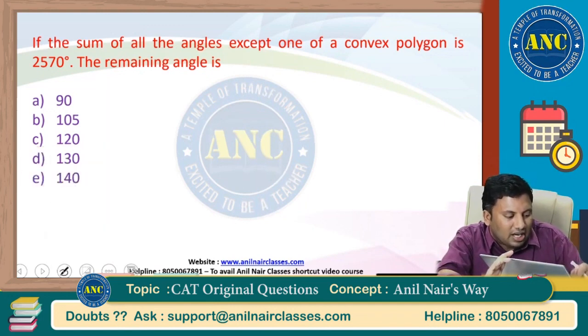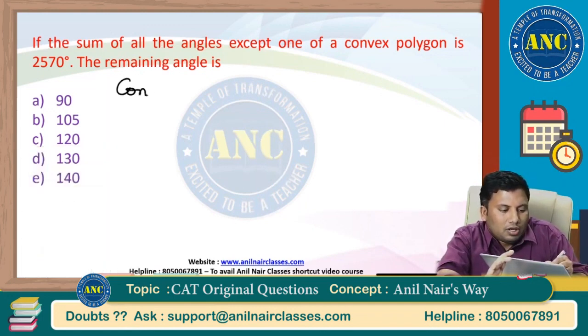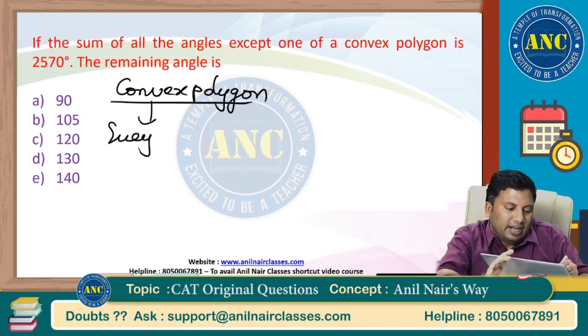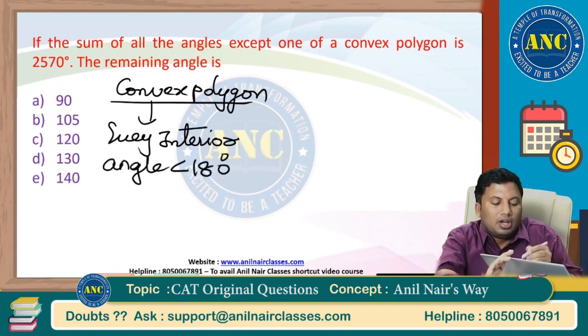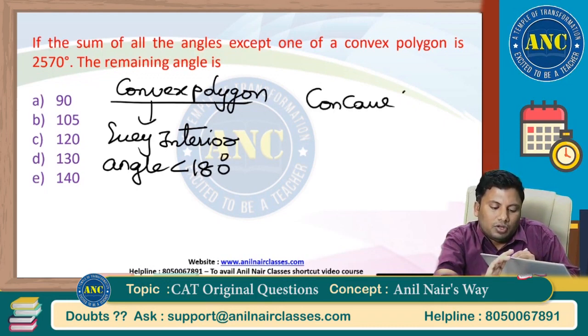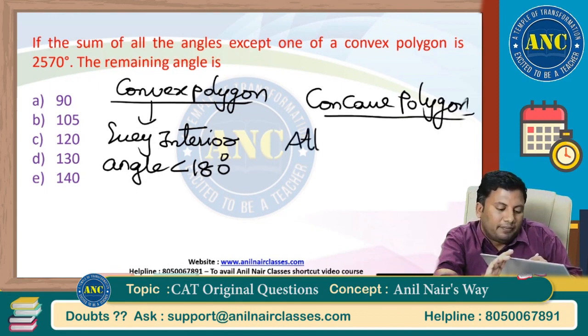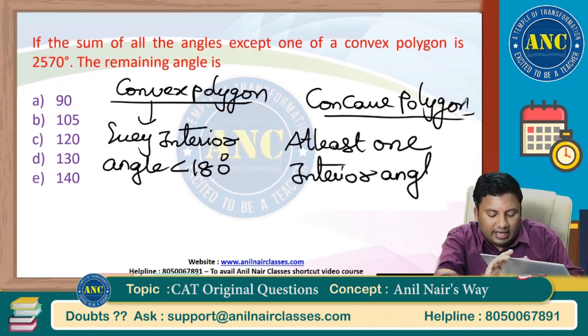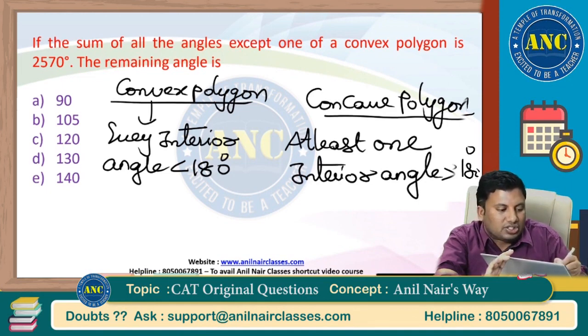Once you understand this concept, convex polygon: every interior angle is less than 180 degrees. Concave polygon: at least one interior angle is greater than 180 degrees. This is the textbook definition.